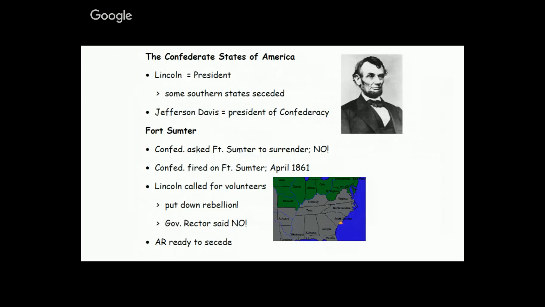Now, almost immediately, Lincoln called for thousands of volunteers to put down the rebellion of the southern states, but Governor Rector refused to send any men from Arkansas, and more Arkansans stopped fighting against secession. Now people were beginning to voice their approval. So Arkansas was ready to secede.